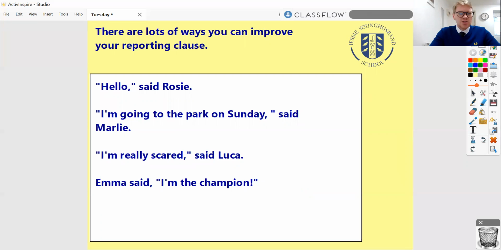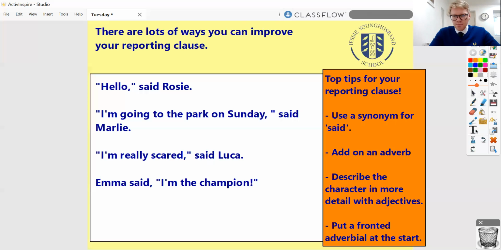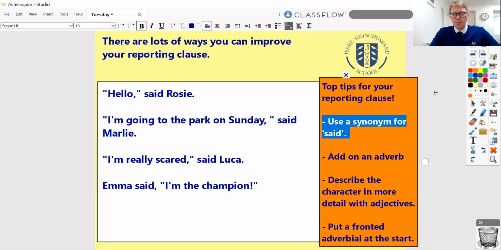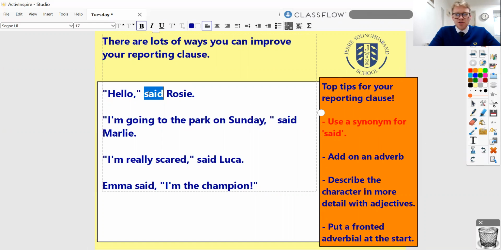And let's actually think as well about all of the different ways we can improve our reporting clause. I've got a few top tips for you here. Now, this is not to say that you need to use all 4 of these at once, but these are 4 ways that we can kind of spice up or make a bit more exciting our reporting clauses. So one of them is we could use a synonym for said. Let me color code some of this. So I could use a synonym for said, and a synonym is another word that means the same thing or means very similar. So let's do this one at a time.